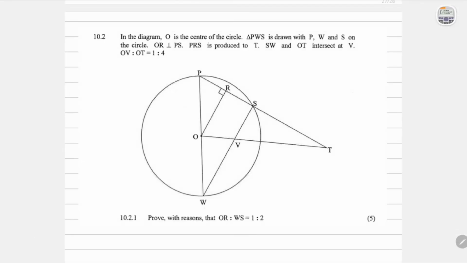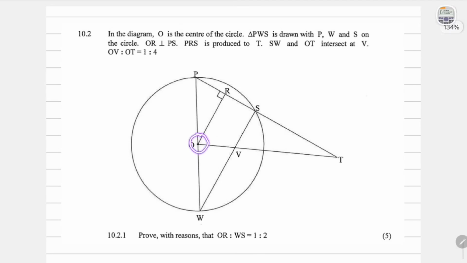Question 10.2 says, in the diagram, O is the center of the circle. And then we have triangle PWS drawn, and we have P, W, and S on this circle, so they're on the circumference of the circle. Then we know that OR is perpendicular to PS and PRS is produced to T. SW and OT intersect at V, so those lines just intersect at V. And then they give us some important information here. They tell us that OV to OT is 1:4.